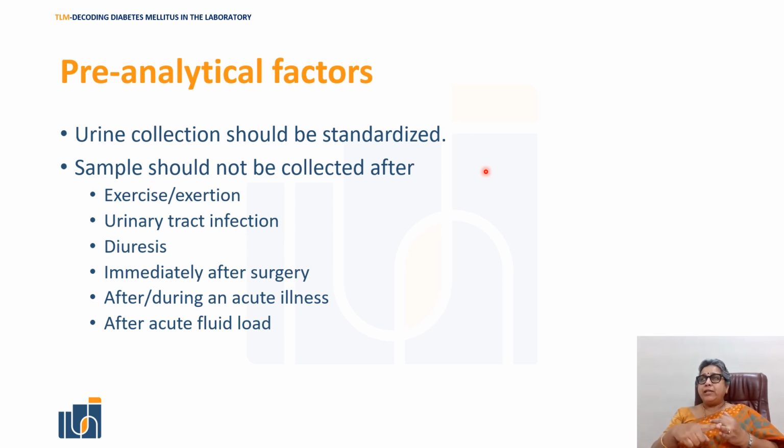A urinary tract infection will give you an increased protein because of the presence of leukocytes and blood cells. Also diuresis, immediately after surgery, during an acute illness, or after an acute fluid load. So these are important pre-analytical factors, and you should not collect urine when all these factors are active.